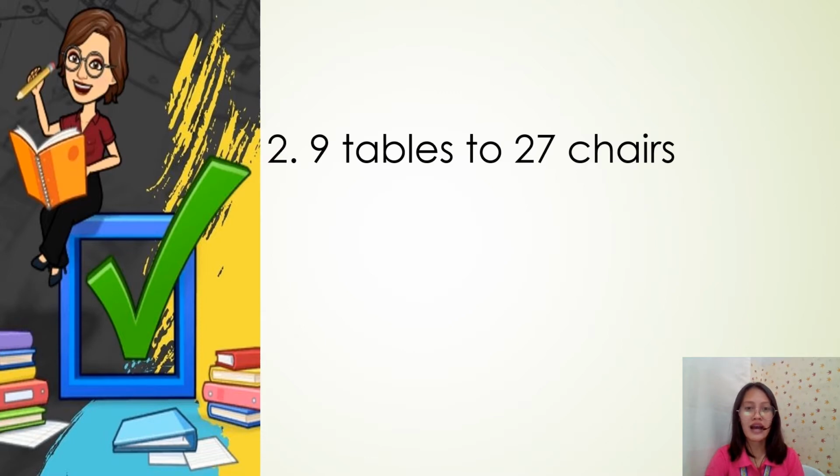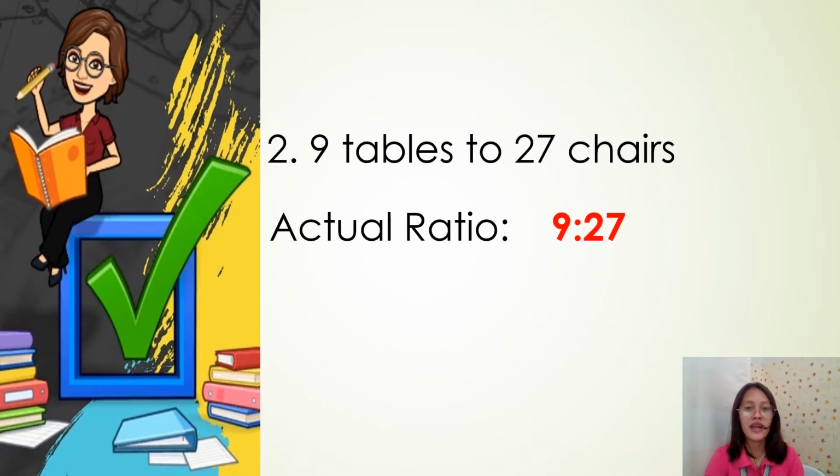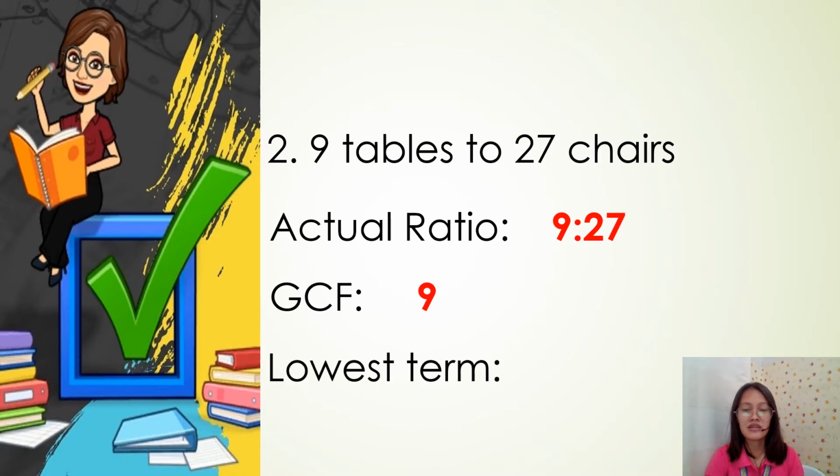Next, let's say we have 9 tables to 27 chairs. Again, write the actual ratio first. So we're going to have 9 is to 27. After writing the actual ratio, find the GCF. What number can divide 9 and 27 equally without remainder? We have 9. And then, for the lowest term, divide both terms of your ratio by the GCF. 9 divided by 9, that is 1. And 27 divided by 9 is 3. Therefore, our lowest term is 1 is to 3.